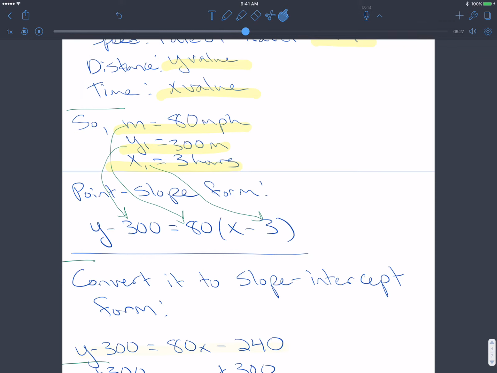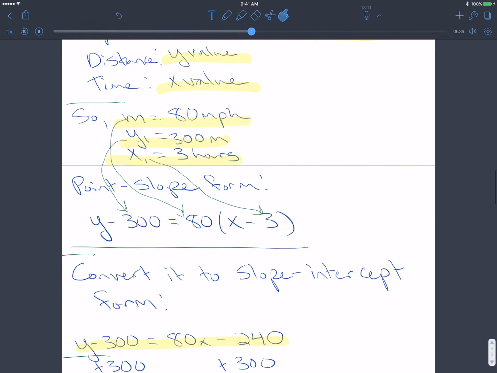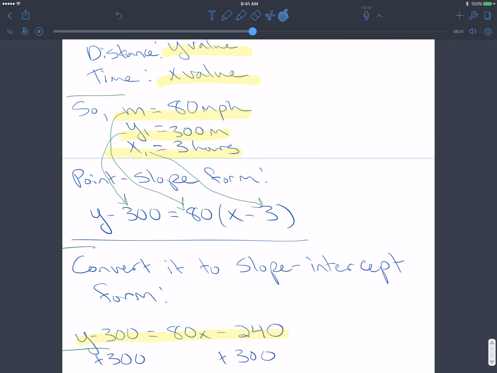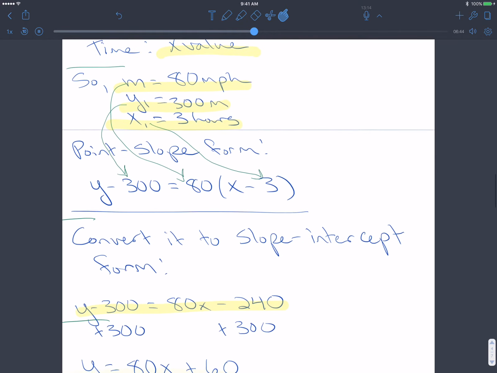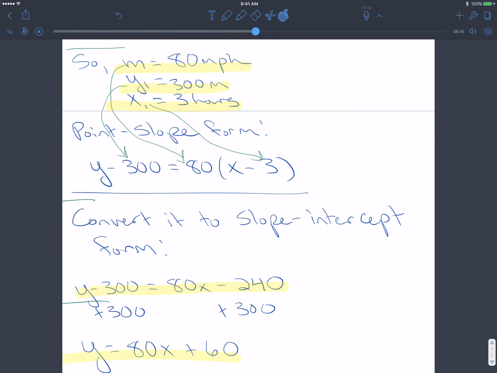We have y minus 300 is equal to 80x minus 240 if you distribute that 80. First thing that you would do here to solve, right, if I'm solving for y equals mx plus b, I want to isolate y. So I would add 300 to both sides first, and that reduces it to 80x plus 60. That looks just like slope-intercept form, slope being 80 and intercept being 60.